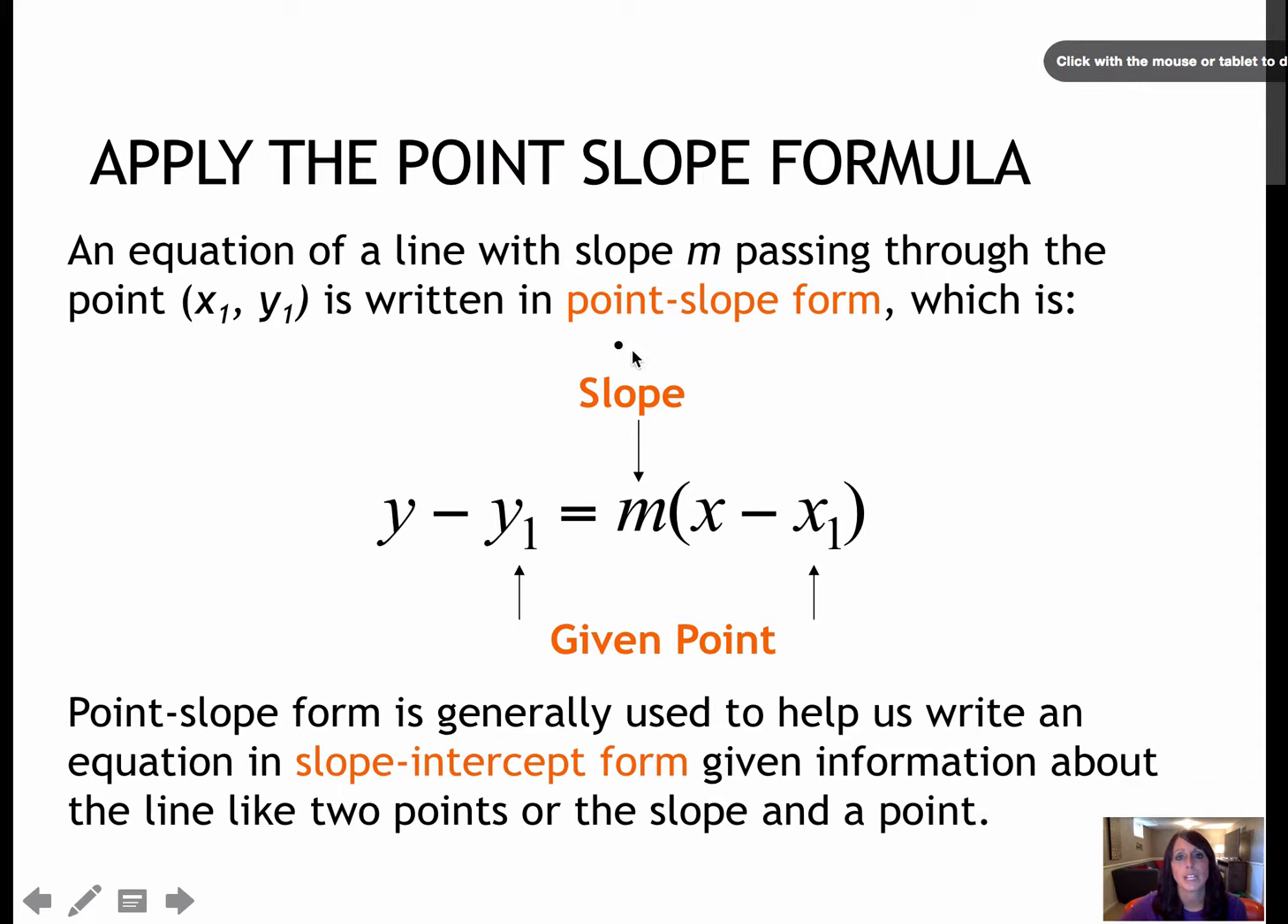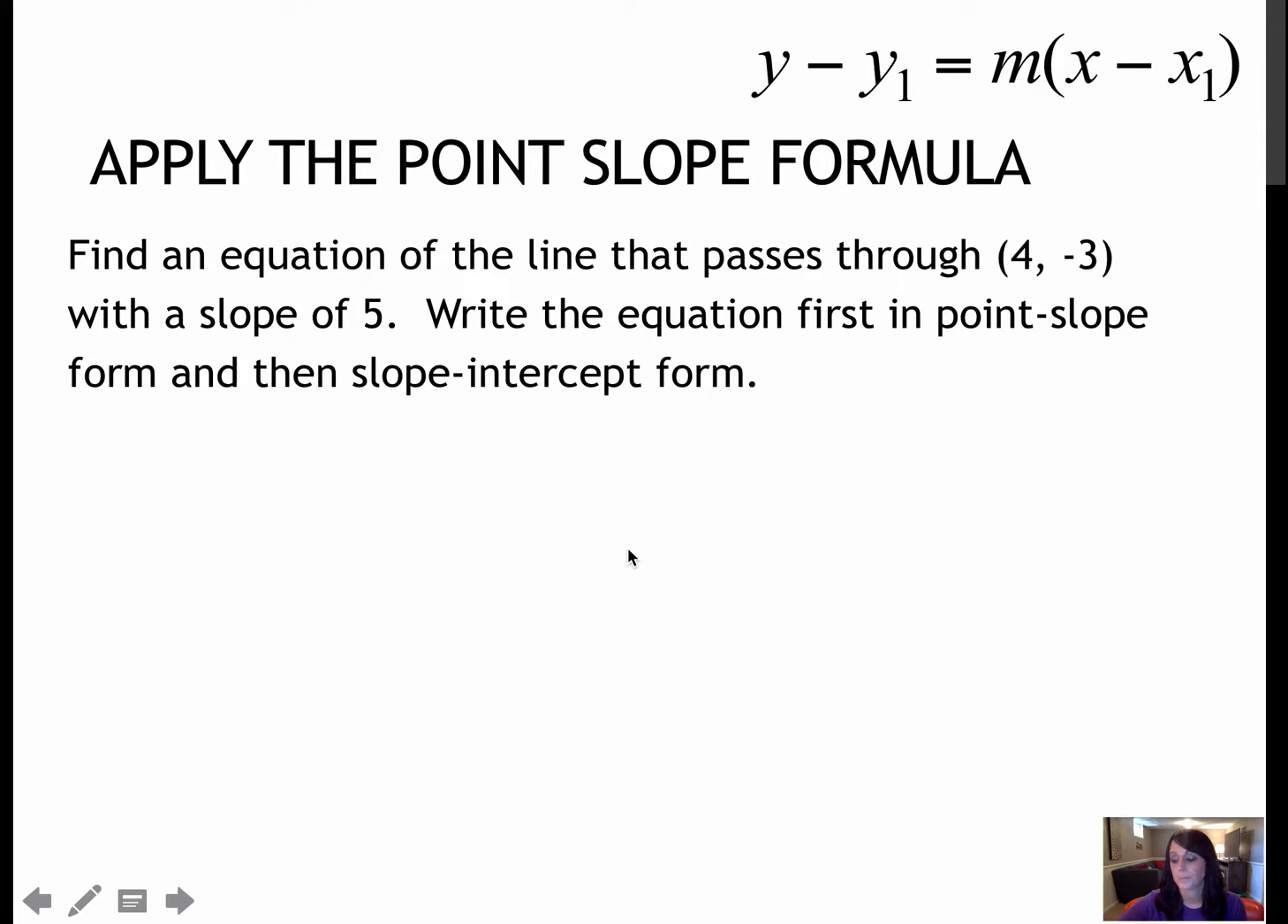So this is really not a way that you would ever keep your equation. This is a formula you would use to get to generally slope-intercept form. So m, of course, stands for slope, just as it did before. x1 and y1 is a point that we are given. If we're given 2 points, we just choose one of those 2 points. So let's take a look at how we might use this.